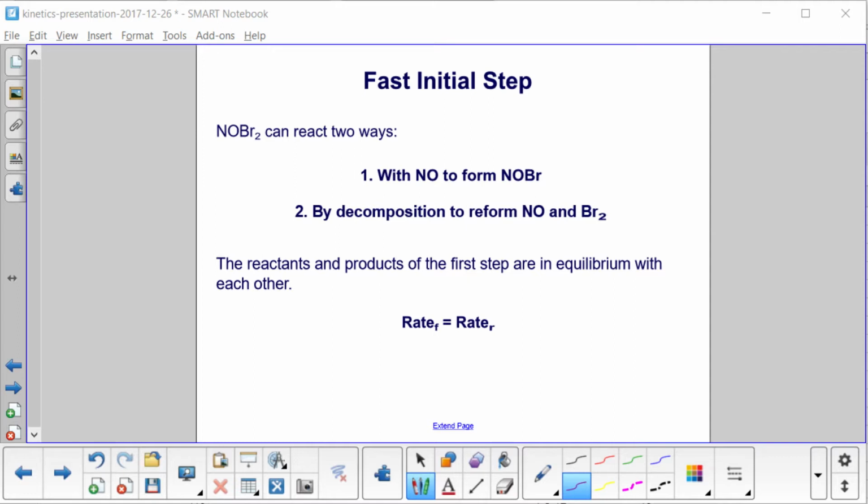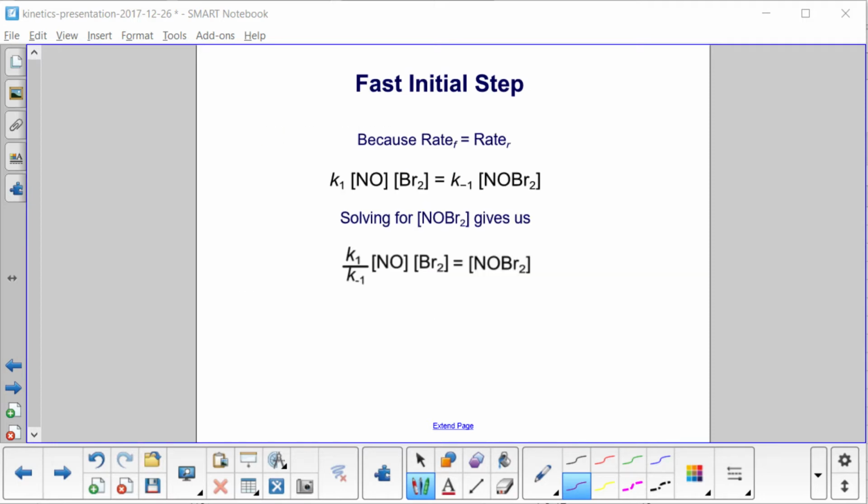Because that first step is very fast, that step quickly reaches equilibrium, where the reactants and the product are in equilibrium with each other. Equilibrium occurs when the rate of the forward reaction is equal to the rate of the reverse reaction. So we can write a rate law equation on the next slide to help us determine the concentration of NOBr2.